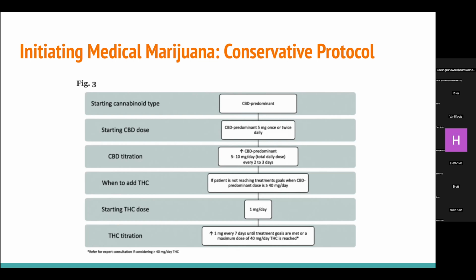You're going to up titrate the CBD concentration by 5 to 10 milligrams per day every 2 to 3 days. And again, if you're not at treatment goal when getting to 40 milligrams of CBD per day, you're going to add THC in. The THC starting dose for this conservative protocol is smaller at 1 milligram per day, and the rate of increasing the THC concentration is slower as well, increasing by just 1 milligram every 7 days until you're getting to treatment goal or you're getting to that max THC of 40 milligrams per day.